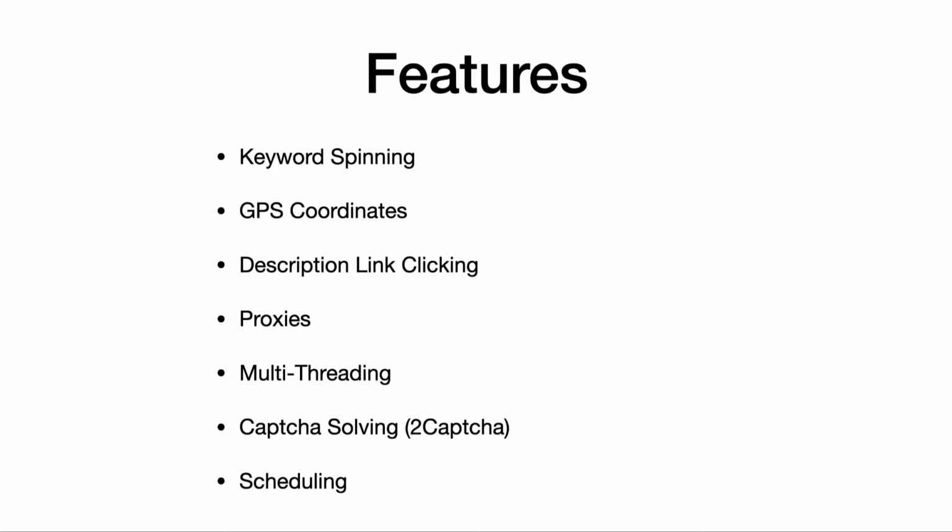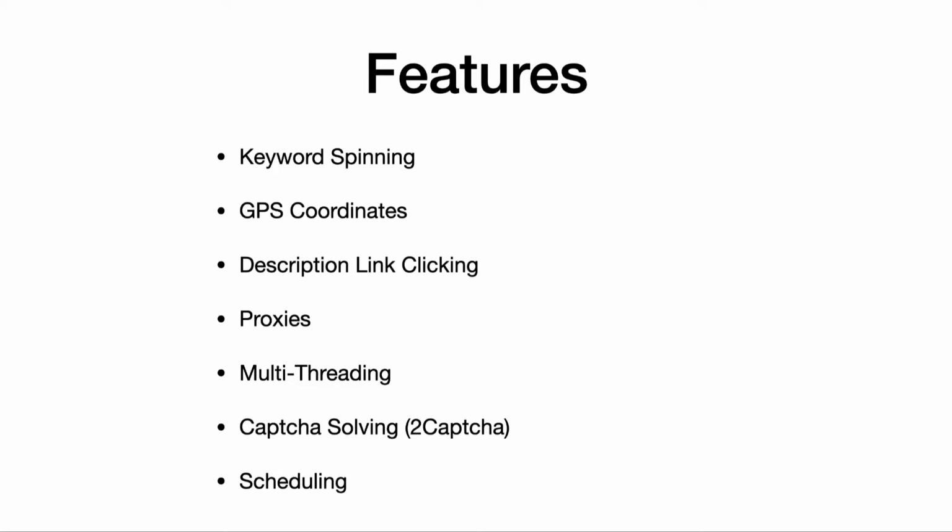And the second one is GPS coordinates. If your video is a local video, meaning the video can only be found in a certain area, for example Dallas or Houston, the bot can generate a random GPS location point within your local area. The bot will first update the GPS coordinate, pretend to search from that specific area, and then search your keyword and find your video.